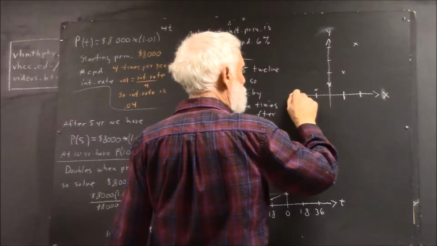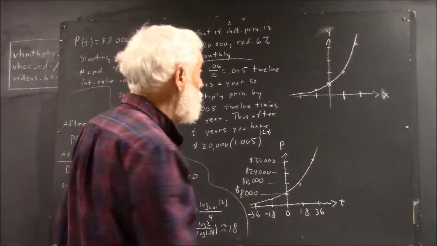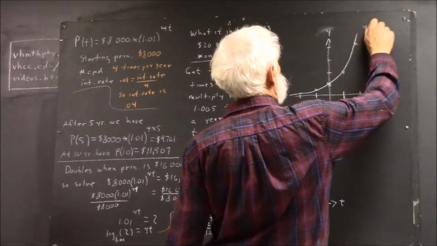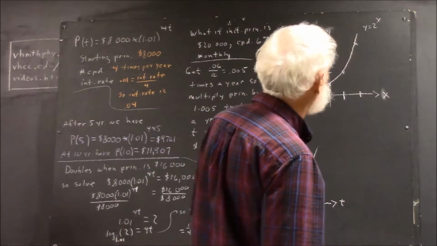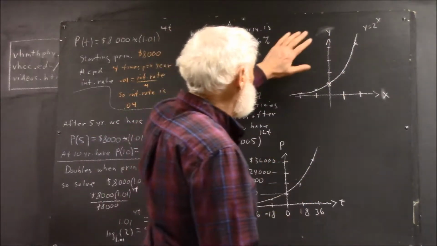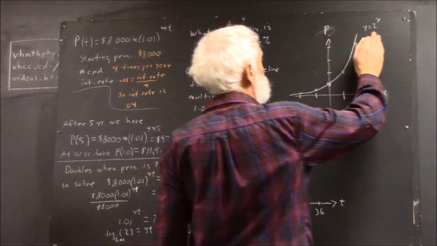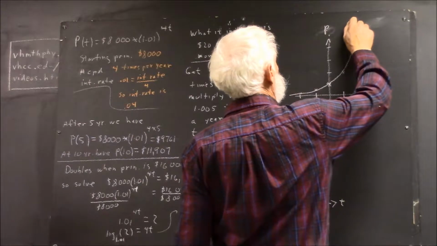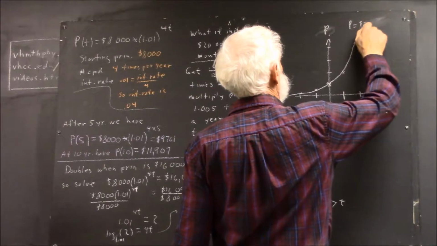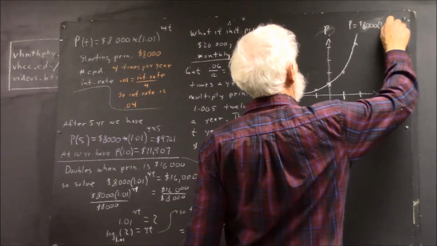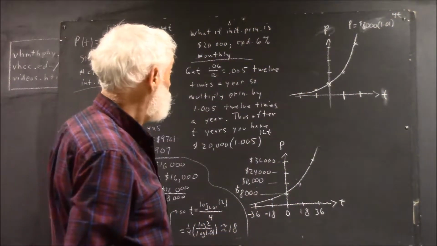It's half as high as this one. So right there, we have a pretty good graph of y equals 2 to the x. Okay? Now, we're going to take that graph, but I don't want y equals 2 to the x. Really, what I want is my principal versus time. So here's my principal, here's my time, and I want my graph to represent P equals $8,000 times 1.01 to the 4t, the principal function that applies to this situation.